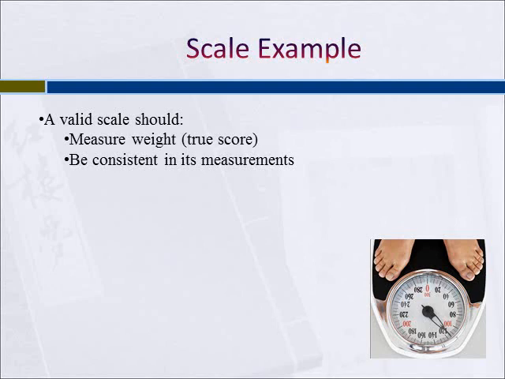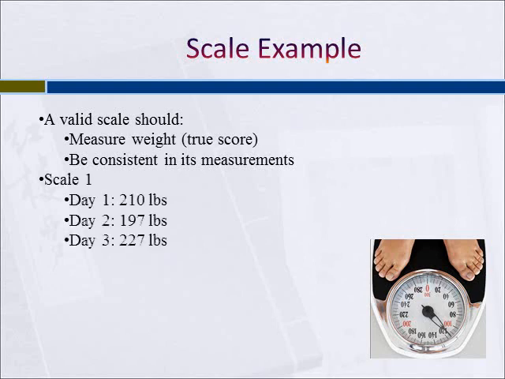Let's go through another example. Let's say that we're using a scale, okay, as an example, and let's say that we're trying to get at my true score of weight. Let's say that my true score of weight is 205 pounds. Okay, we would expect that a scale should be able to accurately measure weight and be consistent in terms of its measurement. So let's say on day one, I step onto the scale and it says 210 pounds. Okay, it's possible that I gained 10 pounds that day, or 5 pounds that day. The next day, I step on a scale and I weigh 197 pounds. Okay, maybe from day 1 to day 2, I lost 13 pounds.